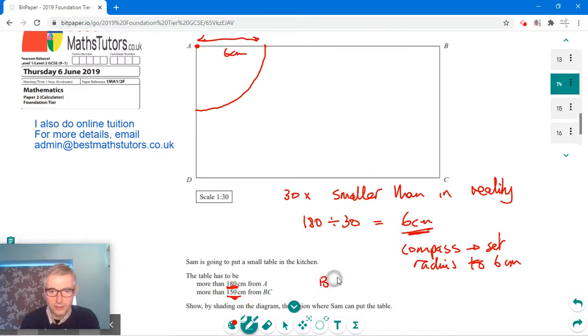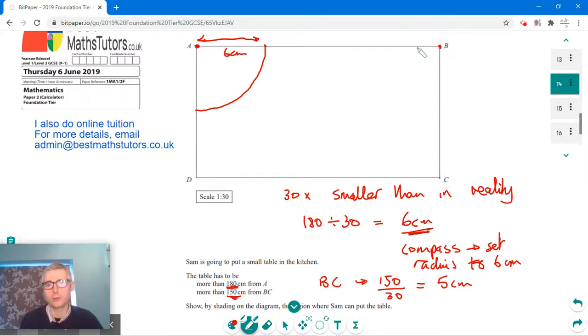So from BC, again, we need to take our 150 centimeters, but we need to divide it by 30. I can show divide by using it as a fraction. And if I do that, that will give me 5 centimeters. So we're looking for, it's got to be more than 5 centimeters from this line BC.